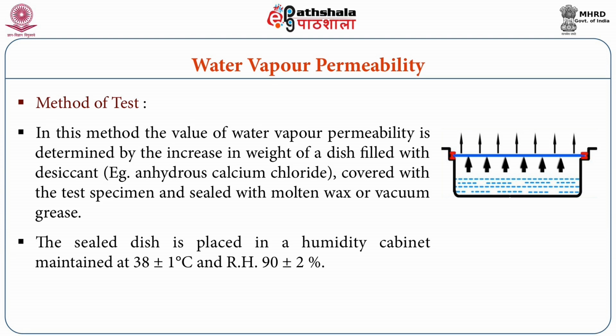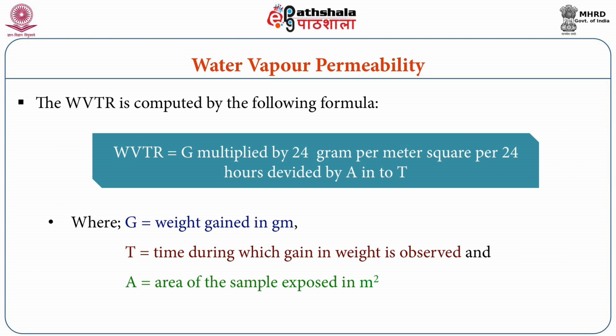The sealed dish is placed in a humidity cabinet maintained at 38 plus or minus 1 degree centigrade and 90 plus or minus 2% RH. And then the WVTR can be calculated as shown in the slide.